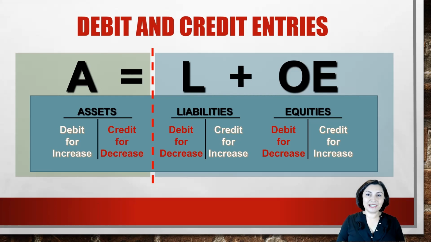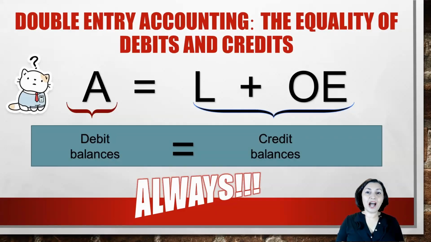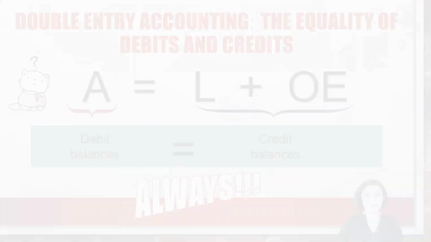Because liabilities and equity have the opposite sign of assets, a debit to a liability or equity account must mean a decrease, and credit means an increase. Accountants use the double entry accounting system. This means that all transactions will have an equal dollar amount of debits and credits.